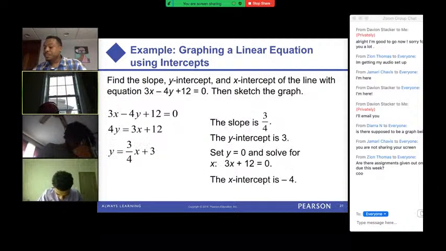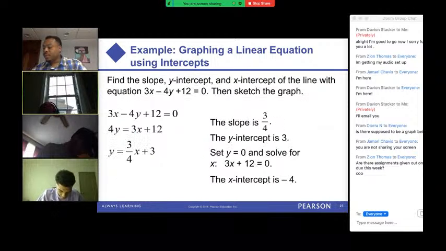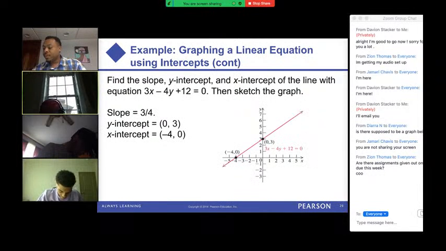Almost there. So we got 3/4, (0, 3), and (negative 4, 0). And I think we see all the results there.